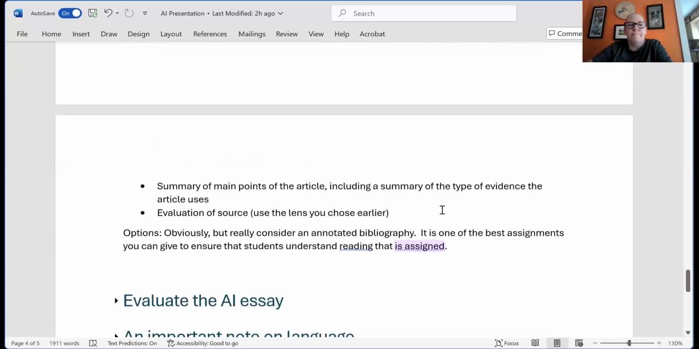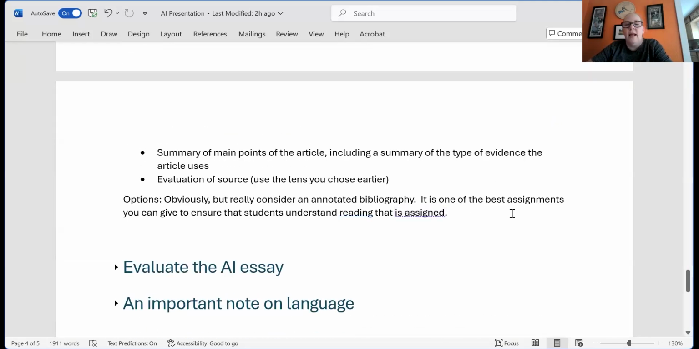And then one of the things I want to say is I think that you could almost stop here. At this point, you could really stop and say, let's just look at the sources the AI used and how it used them. And I think in a lot of ways, that's where the biggest benefit of this assignment comes from. The annotated bibliography is one of my favorite assignments. I wish that more disciplines did it.